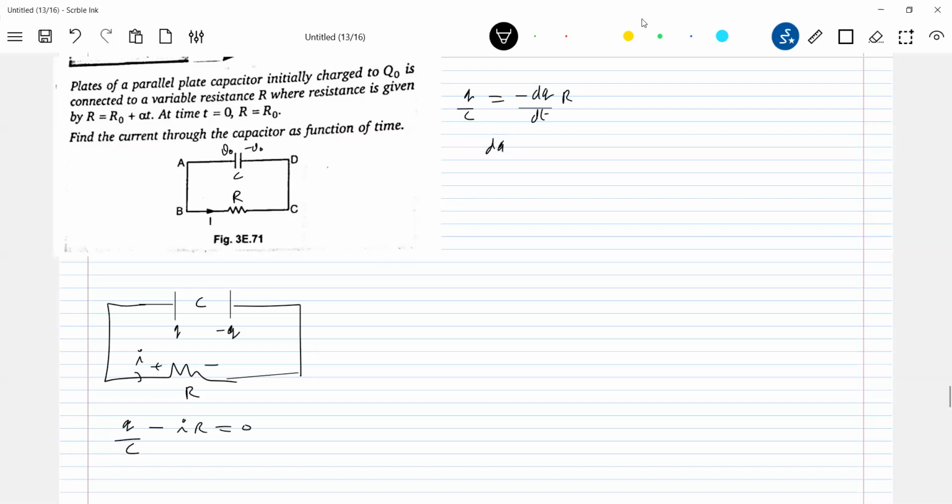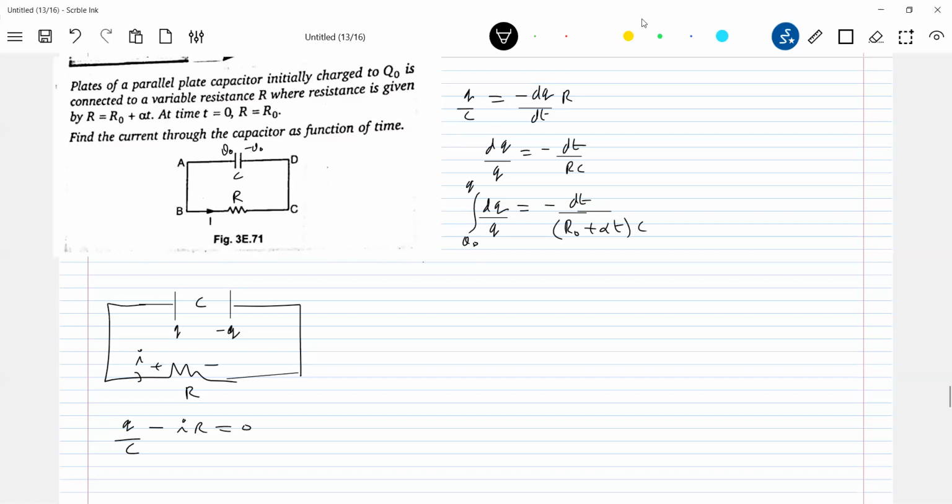So dQ by Q equals dt by RC. Now after this, just take the limits properly. So Q goes from the initial charge Q naught to Q, the charge on the capacitor at an instant of time. Look at R. If R were constant, I would have kept it outside. No, so this is (R naught plus alpha t) into C.